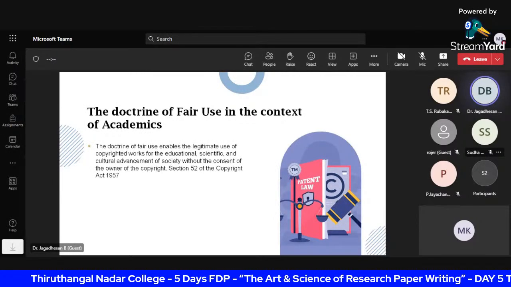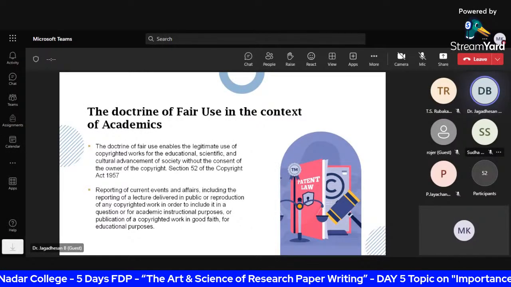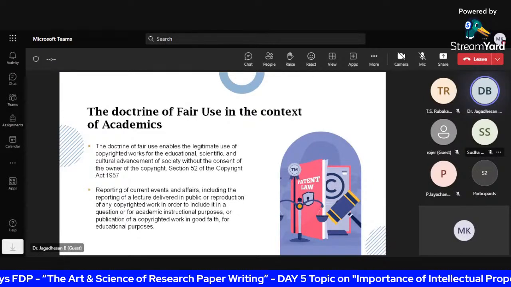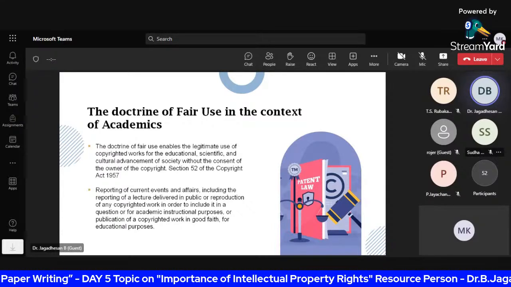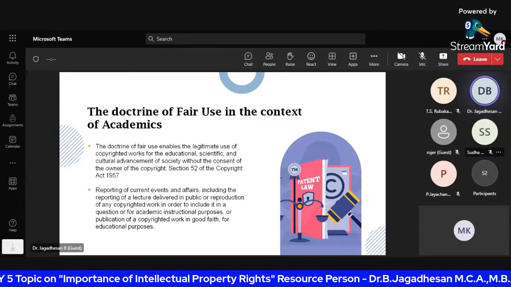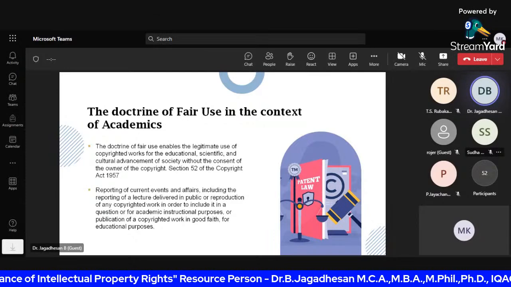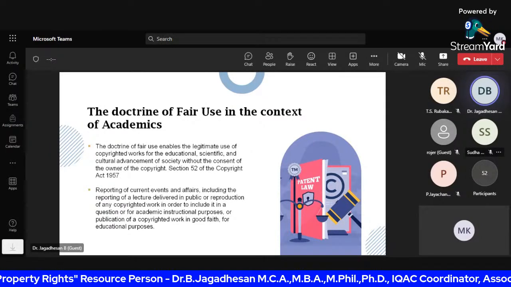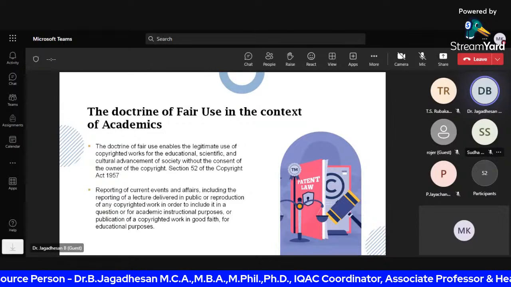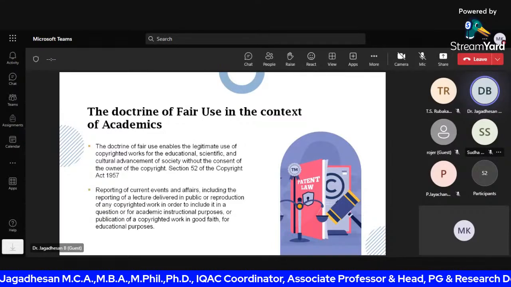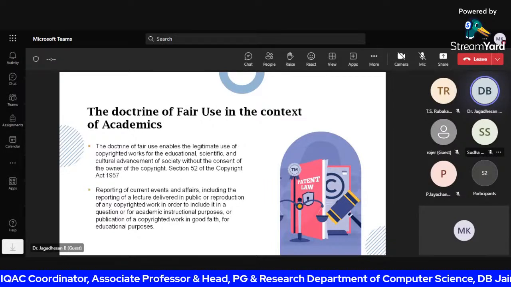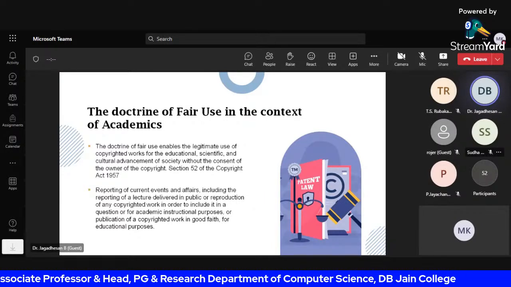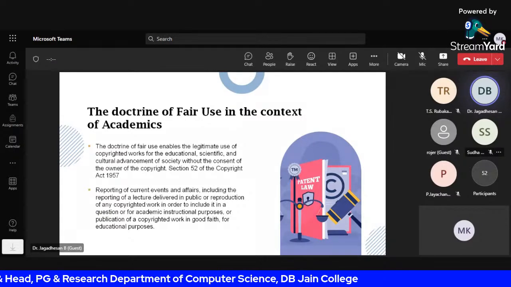Doctrine of fair use in the academic context. It is the legitimate use of copyright works for the educational, scientific and cultural advancement of society without the consent of the copyright owner, under section 52 of the Copyright Act 1957. As I already told you, for the purpose of academic research we can utilize it. This includes reporting of current events and affairs, including the reporting of a lecture delivered in public, or reproduction of any copyrighted work in a question paper for an academic institution, or publication of a copyright work in good faith for an educational purpose.